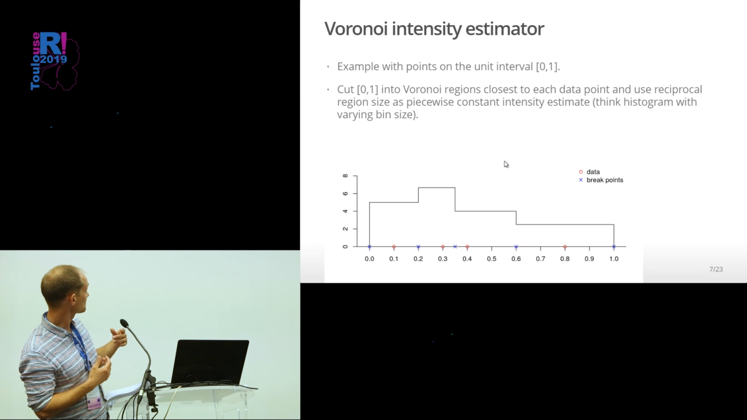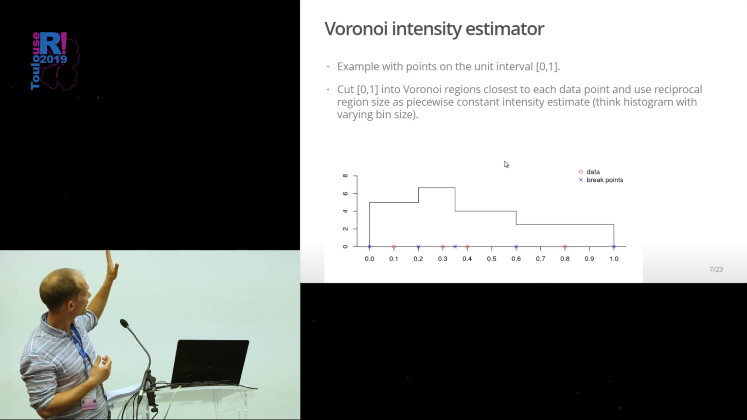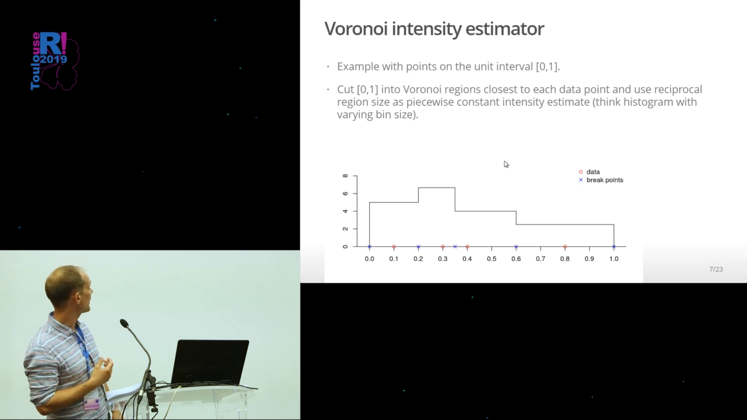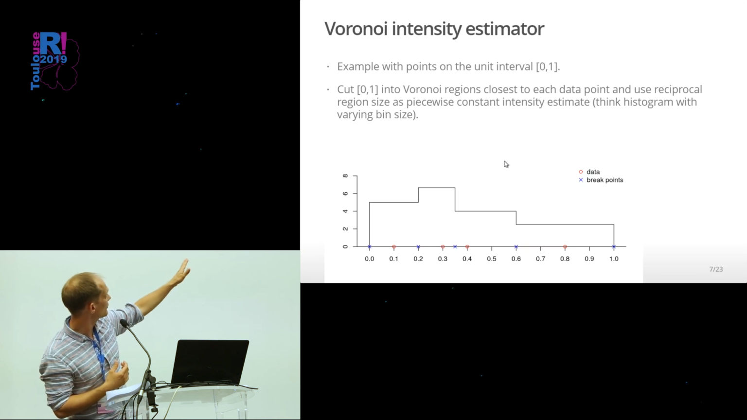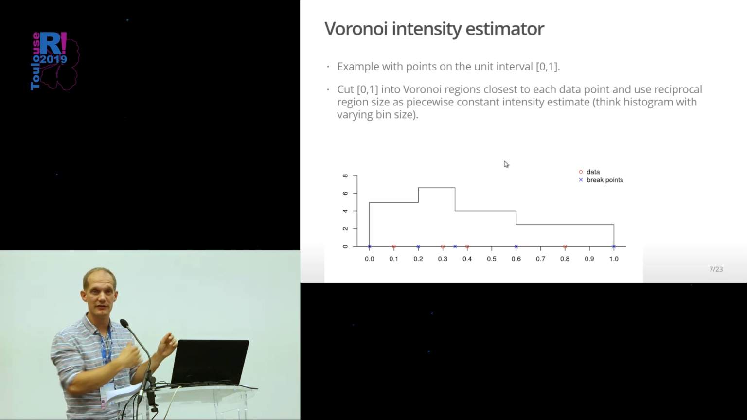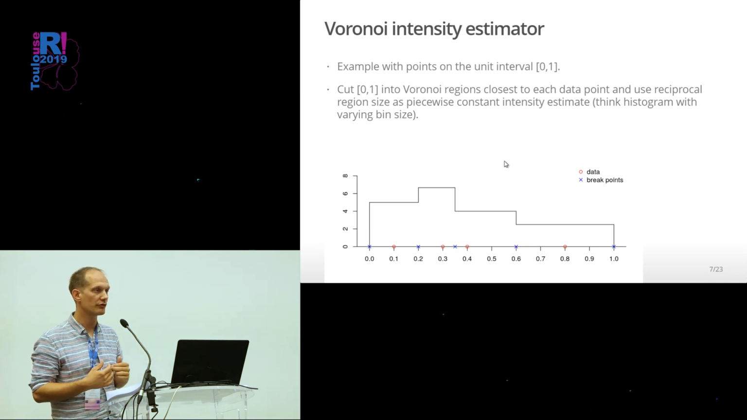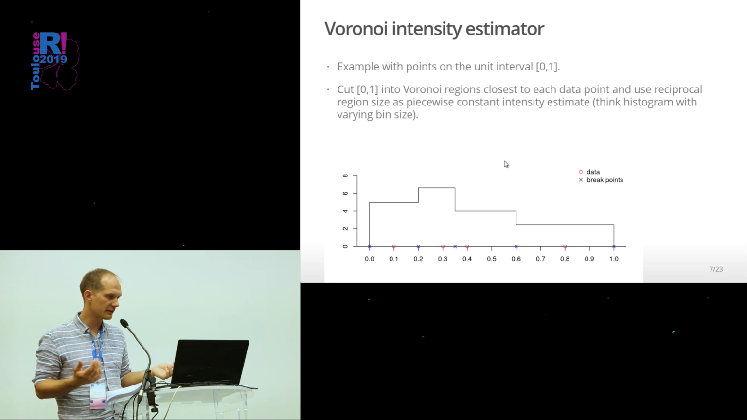So we make a normalized histogram, basically. You get these different steps. So you just take one over the area size as the height. So in that last interval, for instance, which is 0.4 long, then you have to have one divided by 0.4. That'll be 2.5. So the intensity in that area is 2.5. That's the Voronoi intensity estimator.